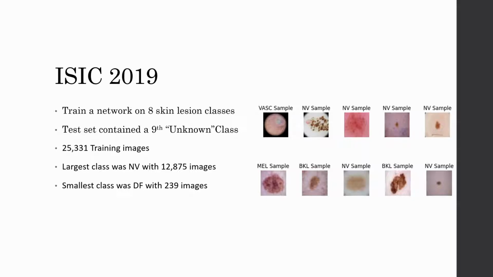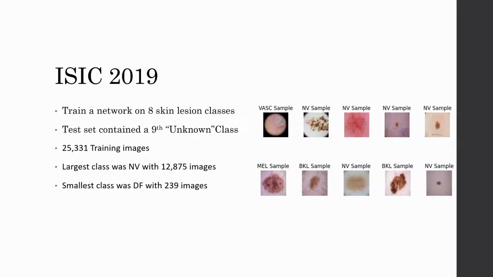So the ISIC 2019 challenge proposed an interesting challenge, which was that they gave us 8 different skin lesion classes to train our network on, and then in the testing set, they had a 9th unknown class. The testing set didn't include labels, so we're not going to be talking about that much in our results. But the idea of the challenge here is we want our network to have some measure of uncertainty so that it can pass on its prediction, or pass on the classification to a human if it doesn't know what it's talking about, pretty much.